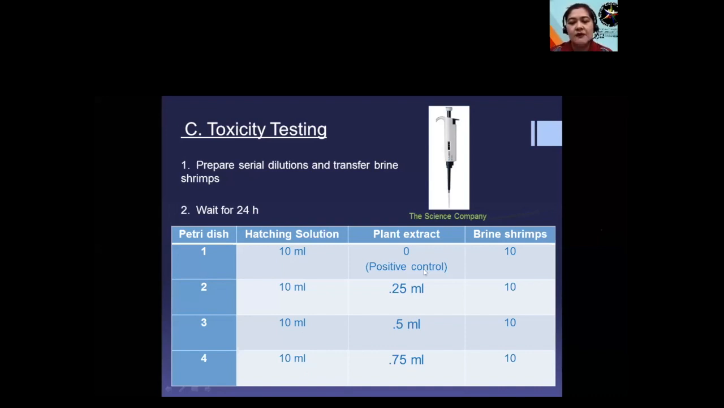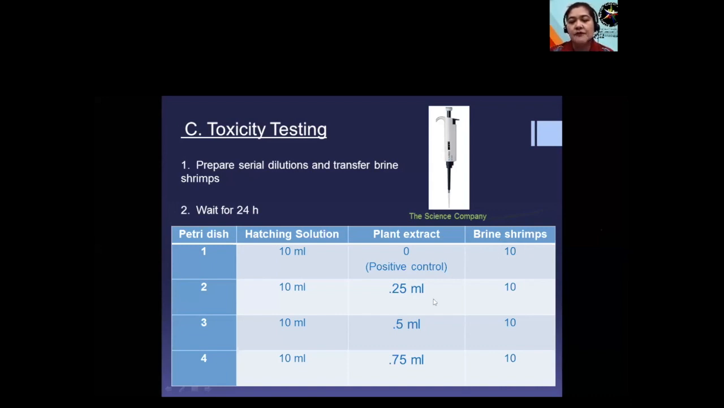Okay? Now, for the plant extract, eto na ang serial dilutions natin. Kasi yung unang-una, dapat wala kang ilalagay na plant extract. That will serve as your positive control. Okay? That's your positive control. So, ibig sabihin, after 24 hours, dapat meron ka pa ring buhay na 10 brine shrimp.